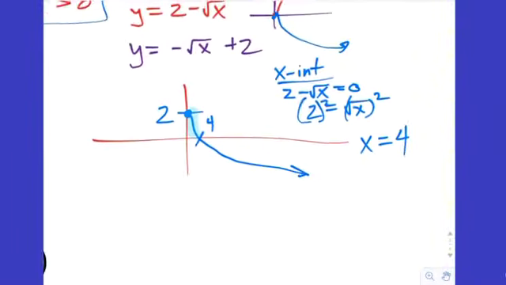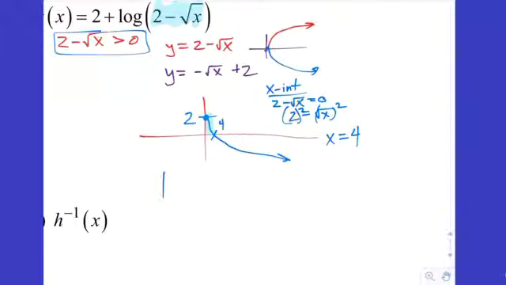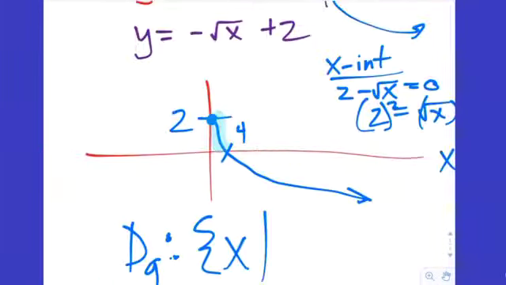So now that we know the x-intercept, and we know what the graph looks like, we can write the domain. The domain of this function g is the set of all x's such that. Now, is this a disjoint interval or a connected interval?